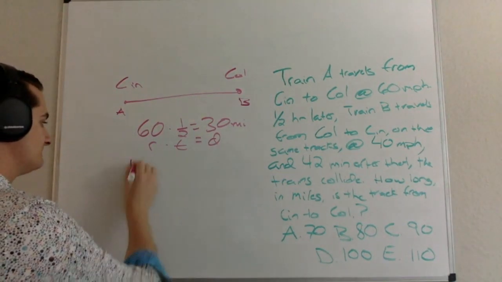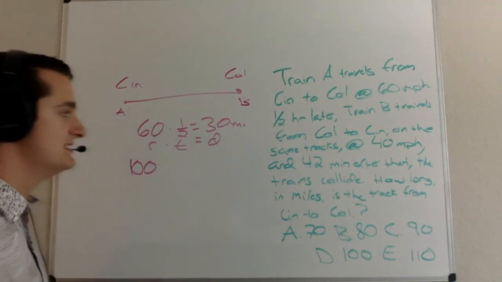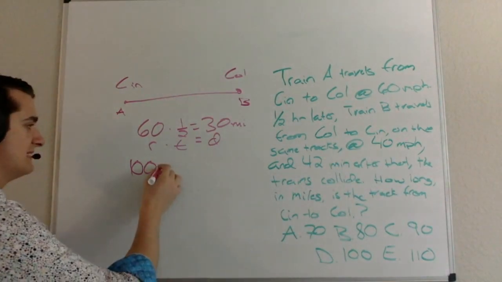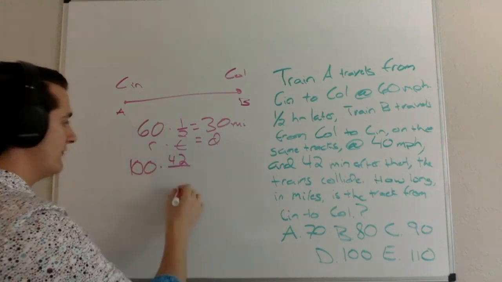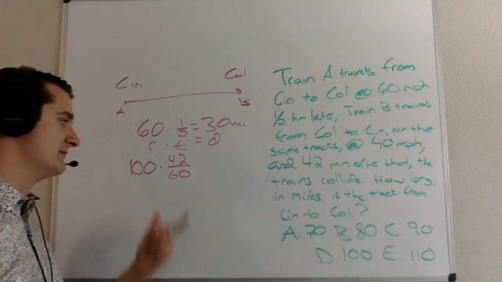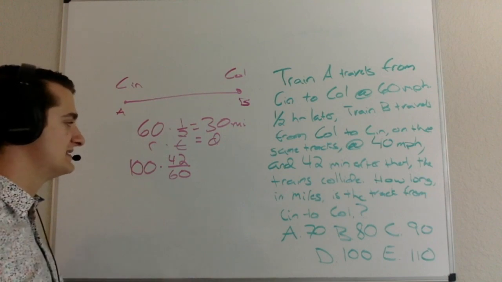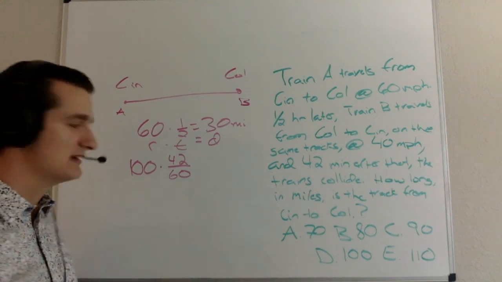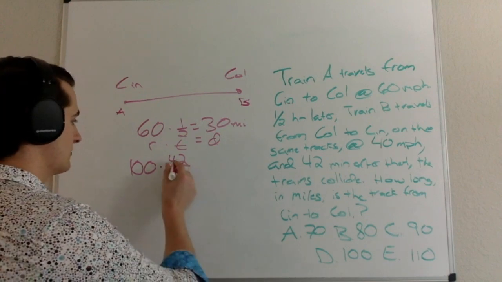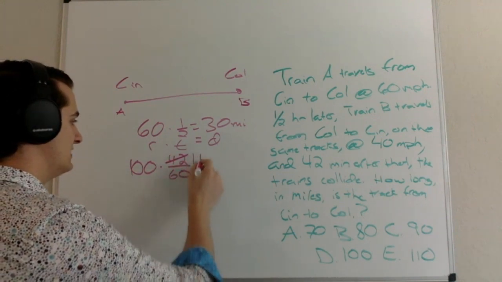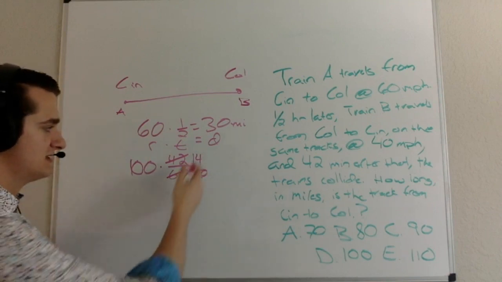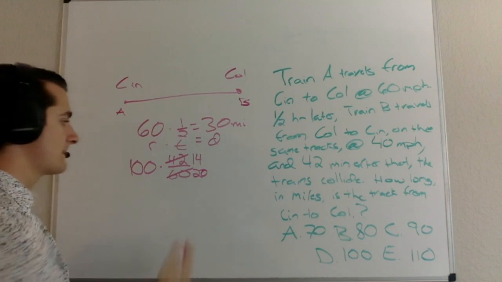So that's going to be my rate. And I know that that continues for 42 minutes until they collide. So what I'm going to say is that my time is 42 over 60. And again, I'm going to write it as 42 over 60 because this is miles per hour, not miles per minute. When I begin to simplify things, 42 is actually just 14 times 3. So I can take out a 3 here. I get 14 over 20, which is 7 times 2 over 10 times 2.